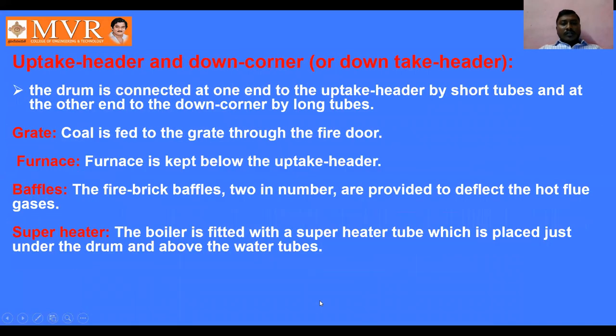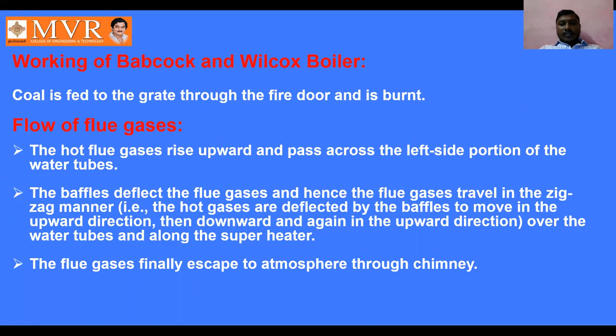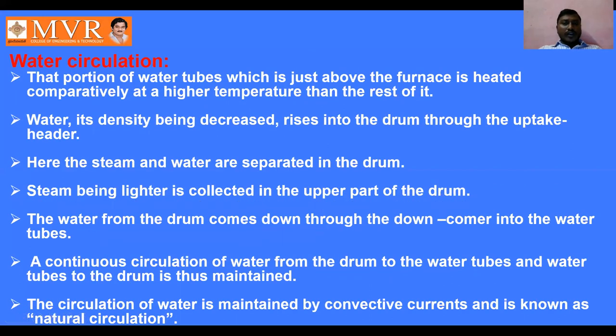In a zigzag way, the hot gases are deflected by the baffles to move in the upward direction, then downward and again in the upward direction over the water tubes and along the superheater. The flue gases finally escape to the atmosphere through the chimney, as I have shown in the diagram.